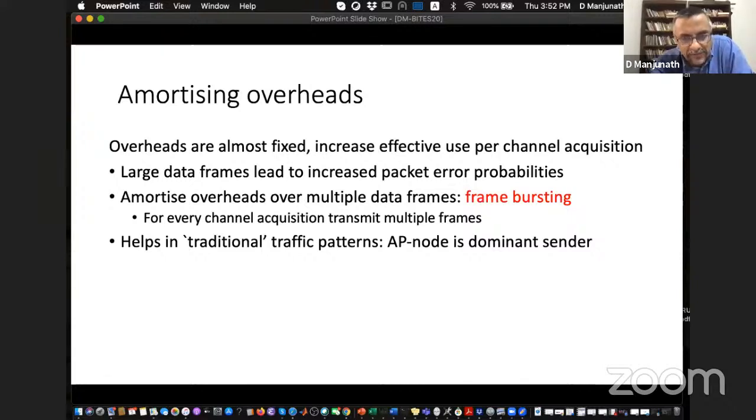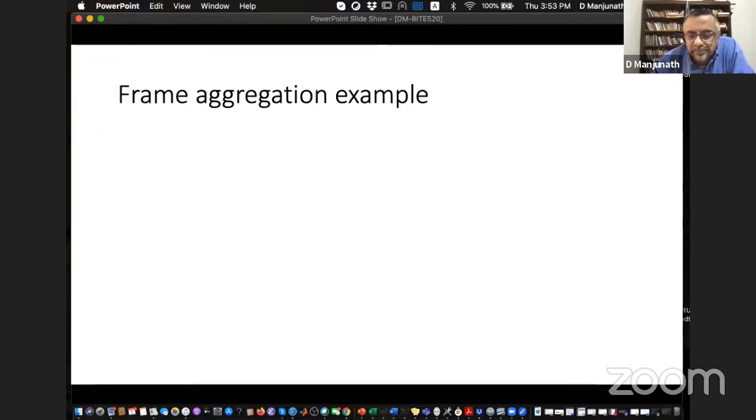What do I mean by traditional traffic patterns? If the AP is the dominant sender, then the access point will get the channel. So in most cases, if you look at the way in which you use your Wi-Fi, you are usually downloading something. Everybody in the house is downloading something from the access point. So once the AP gets the channel, it is going to transmit for a large amount of time to a potentially large number of users.